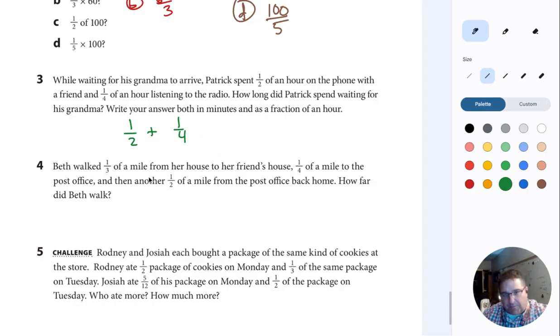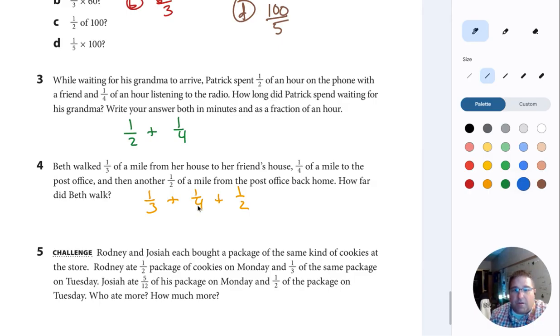Beth walked 1/3 of a mile from her house to her friend's house, 1/4 of a mile to the post office, then another half a mile back home. How far does she walk in all? Well, again, we're going to have 1/3 plus 1/4 plus 1/2. Okay, all we got to do is find one common denominator for all three of these.